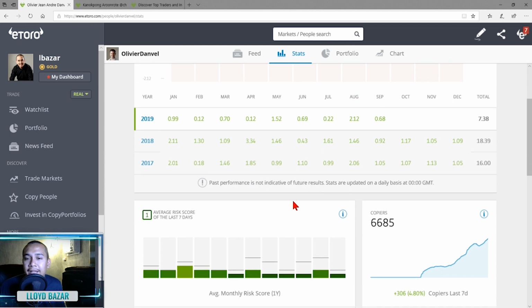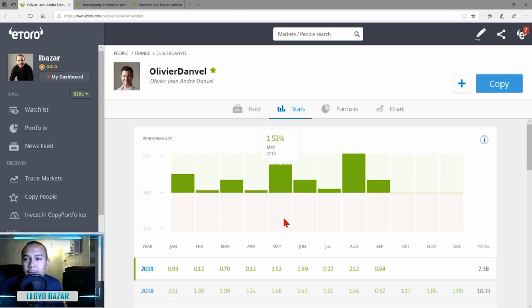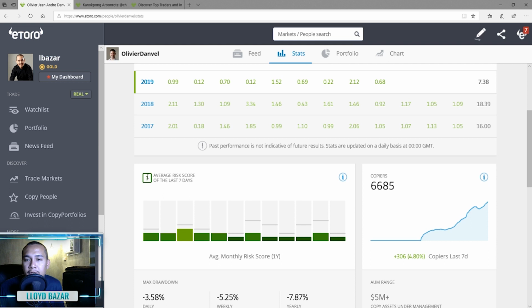Okay. So like this guy right here. So here is where you can see their risk score. So Olivier Danville has a risk score of 1. That's the best risk score you can get as a popular trader, right? So eToro considers your risk. You cannot copy someone who has a risk of 7 or higher. 7, 8, 9, 10 risk scores you cannot copy, because it's very dangerous for you newbies to copy people who have very high risk scores. So the lower the risk, the better.